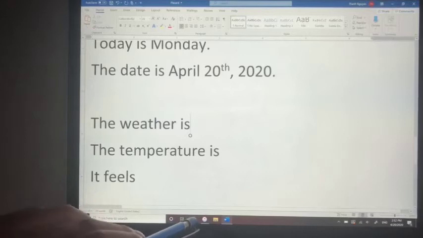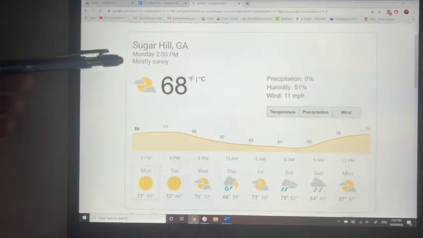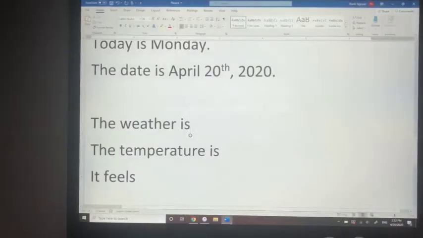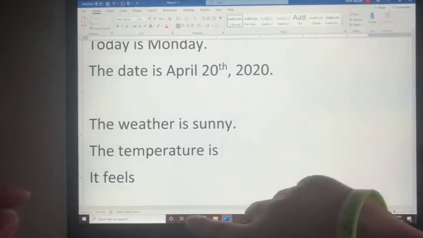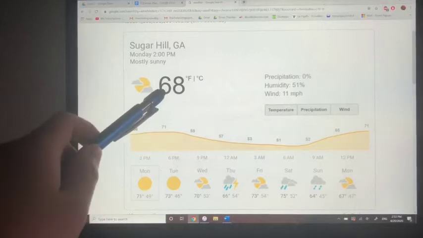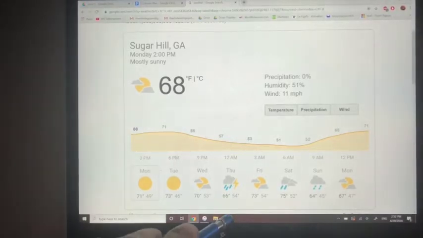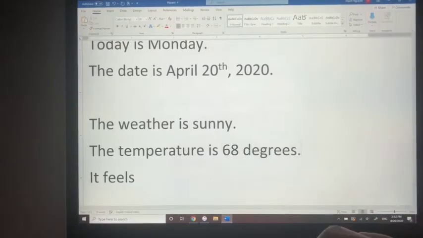Let's check the weather for today. The weather for today is partly cloudy, or here it says mostly sunny. So the weather today is sunny or partly cloudy. I'm going to put sunny. The weather is sunny. The temperature is 68 degrees. The temperature is 68 degrees. It feels mild.